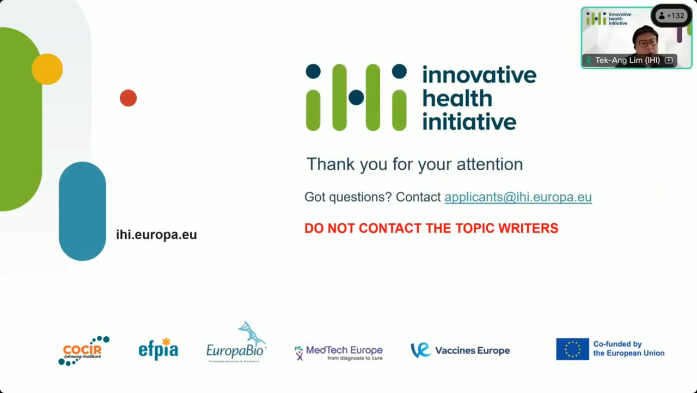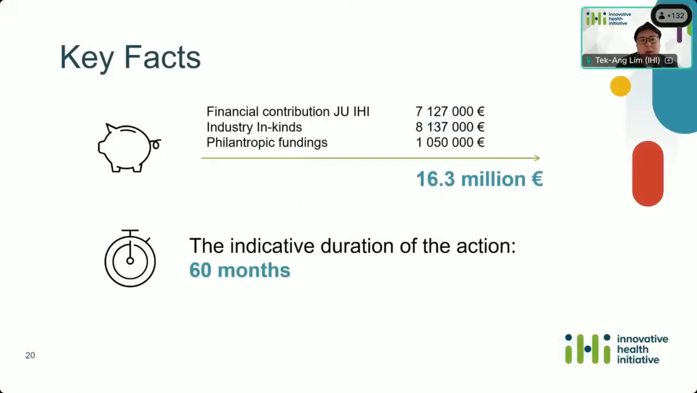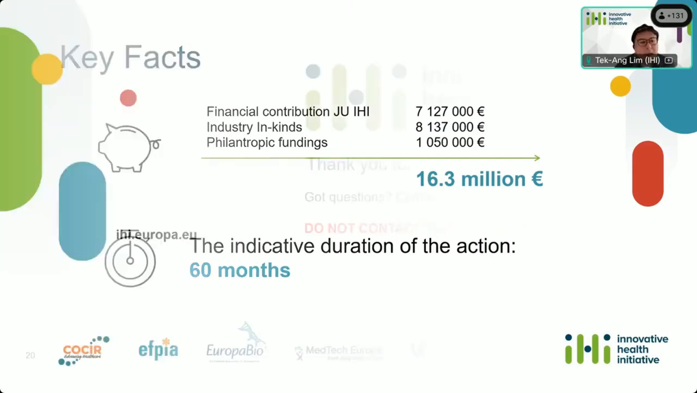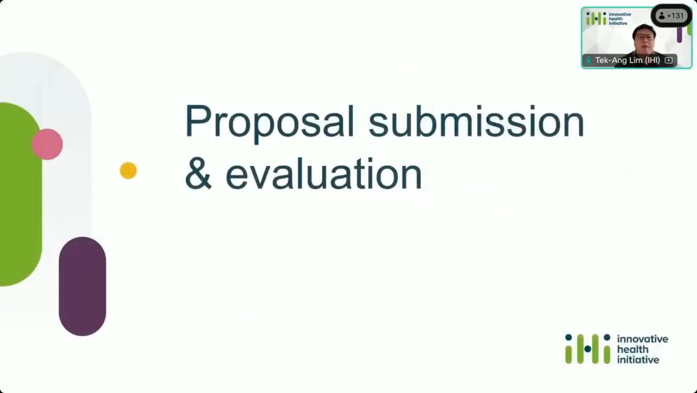Thank you very much, Laurence, for this very good introduction to the topic text. Just as an erratum, the budget is in euro, not dollar, as Laurence has said, so the total budget is over 16 million euros, out of which more than 7 million is for the IHI public side of the applicant. So we move on to the submission of the proposal and the evaluation.